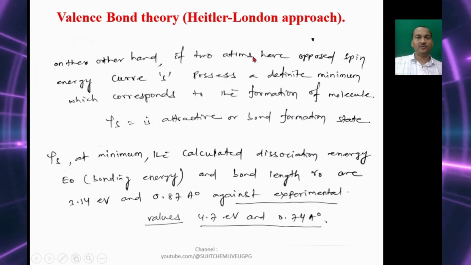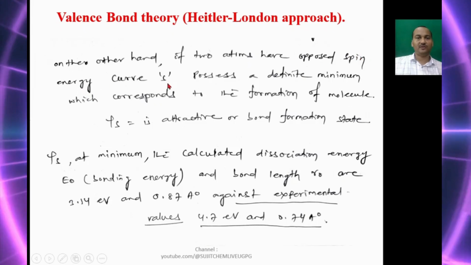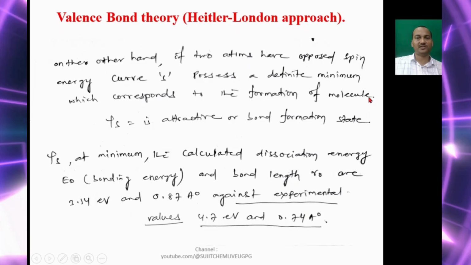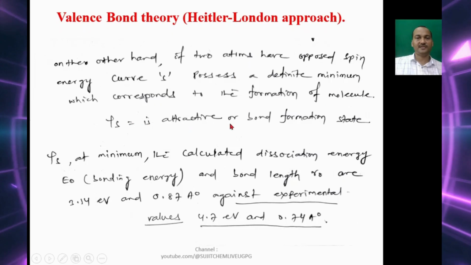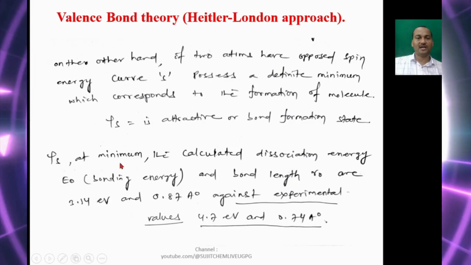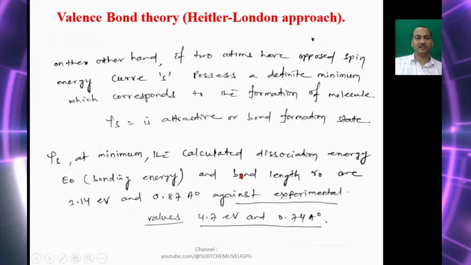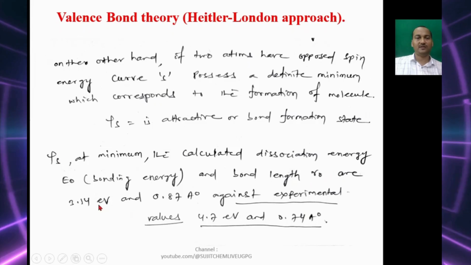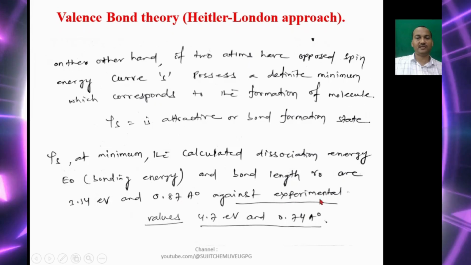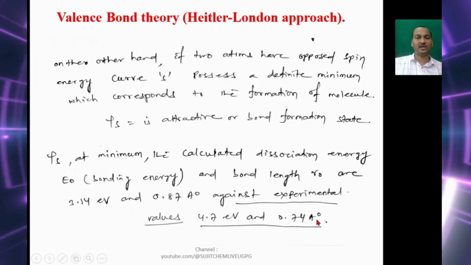On the other hand, if the two atoms have opposite spins, the energy curve of psi symmetric shows a definite minimum, which corresponds to the formation of a molecule. So psi S is an attractive or bond formation state. At the minimum of psi symmetric, the calculated dissociation energy E0, that is the bonding energy, and bond length R0 are found to be 3.14 eV and 0.87 angstrom, against the experimental values of 4.7 eV and 0.74 angstrom.